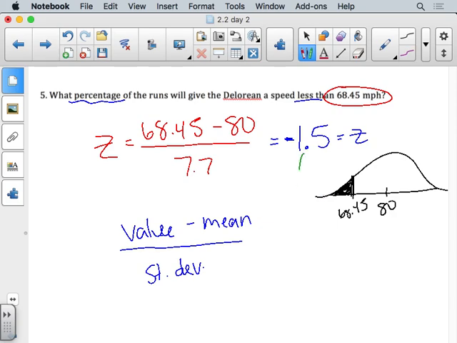From here, I use table A to get me a value of 0.0668. What that means is there is 6.68% less than that value.